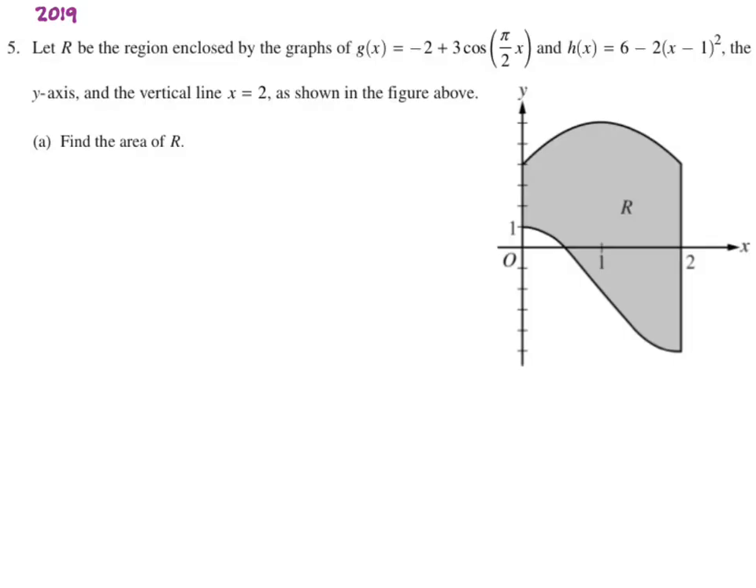It says, let R be the region enclosed by the graphs of g and h, the y-axis and the vertical line x equals 2, as shown in the figure to the right. Find the area of R.